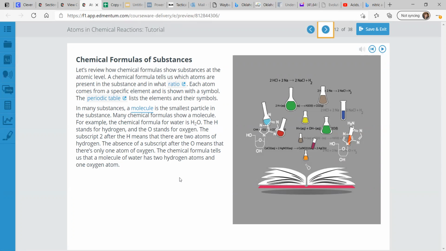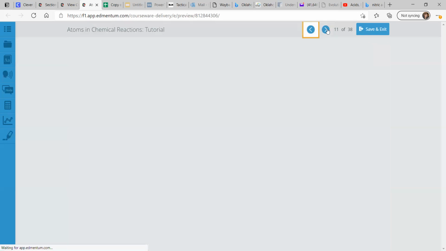For example, the chemical formula for water is H2O. So you have H for hydrogen, O for oxygen, and the little 2 after the H means that there are 2 atoms of hydrogen. The absence of a subscript after the O means that there's only 1 atom of oxygen. The chemical formula tells us that a molecule of water has 2 hydrogen atoms and 1 oxygen atom. Easy peasy.